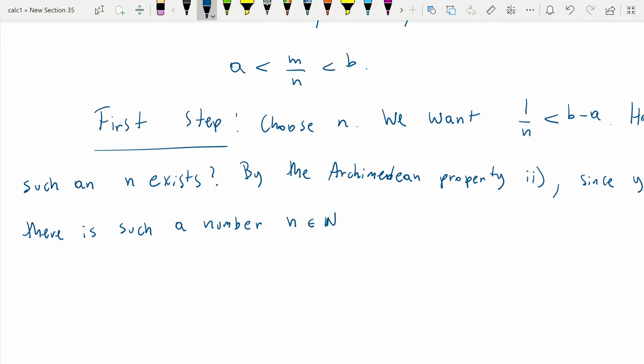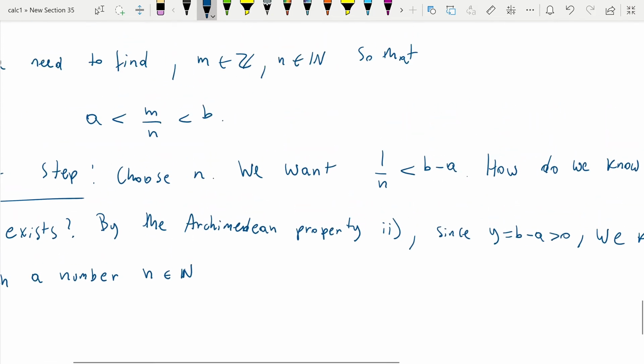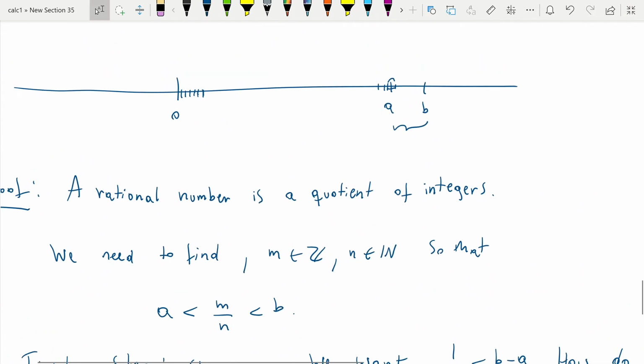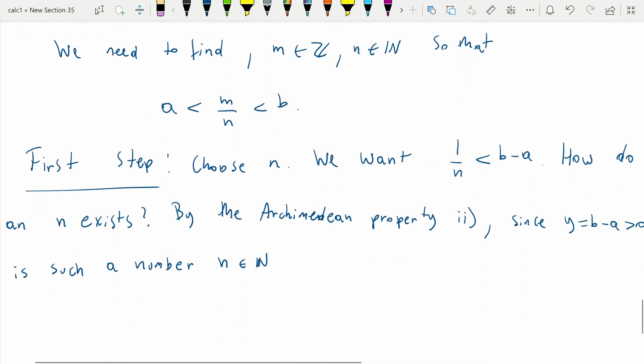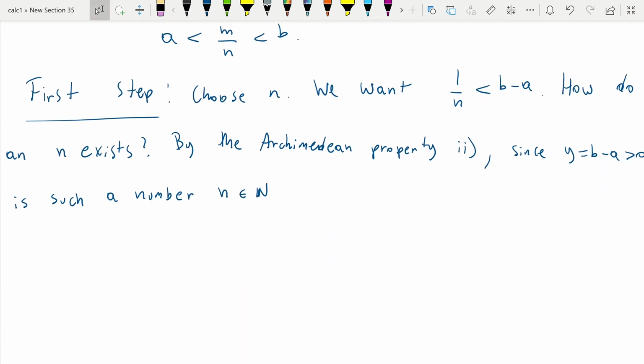Right, and how do we know that b minus a is positive? Well, these are the two endpoints of an interval, and we need to have b bigger than a. So b minus a is going to be greater than 0, just by the statement of the theorem. So we're already assuming that. So we have an interval that's well defined. One of the endpoints is b and the other one is a.